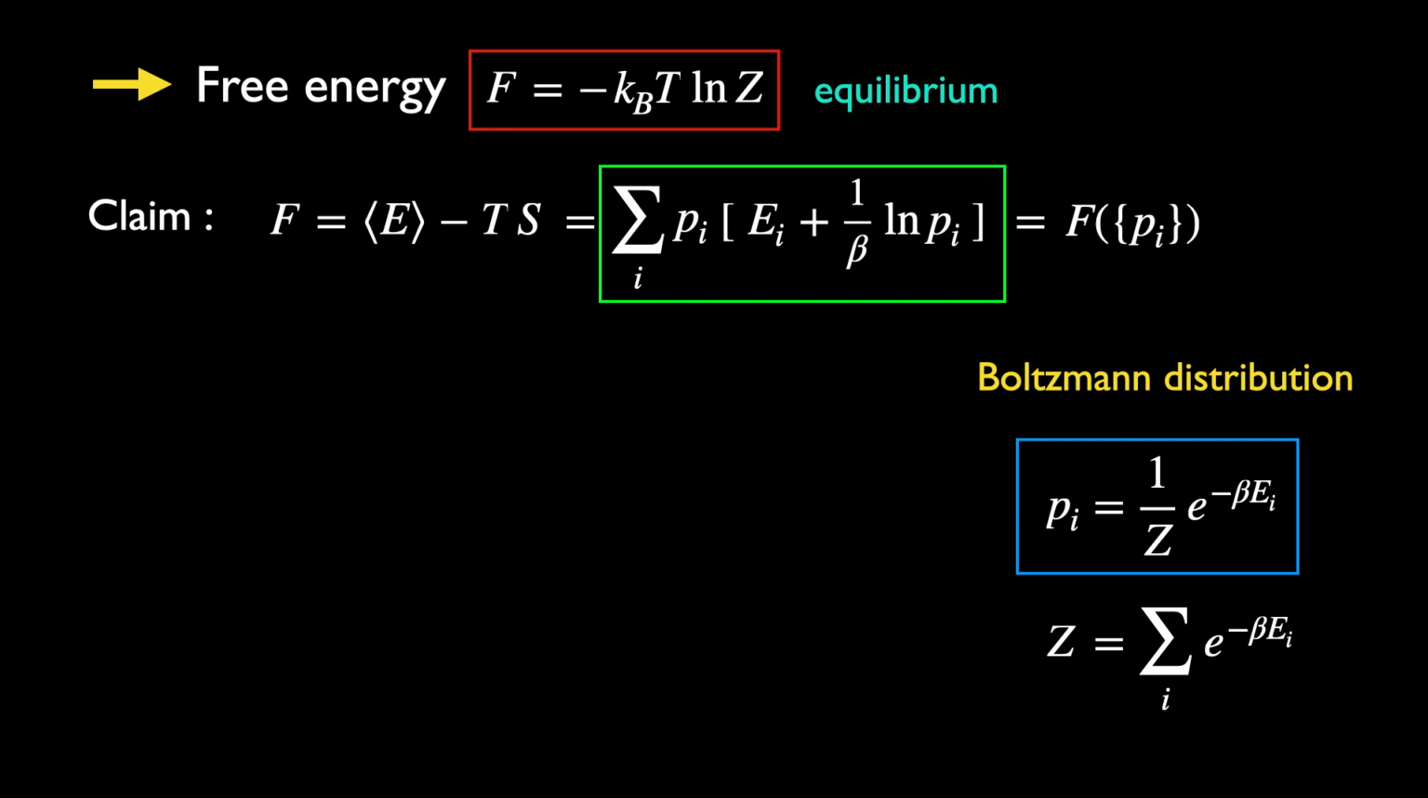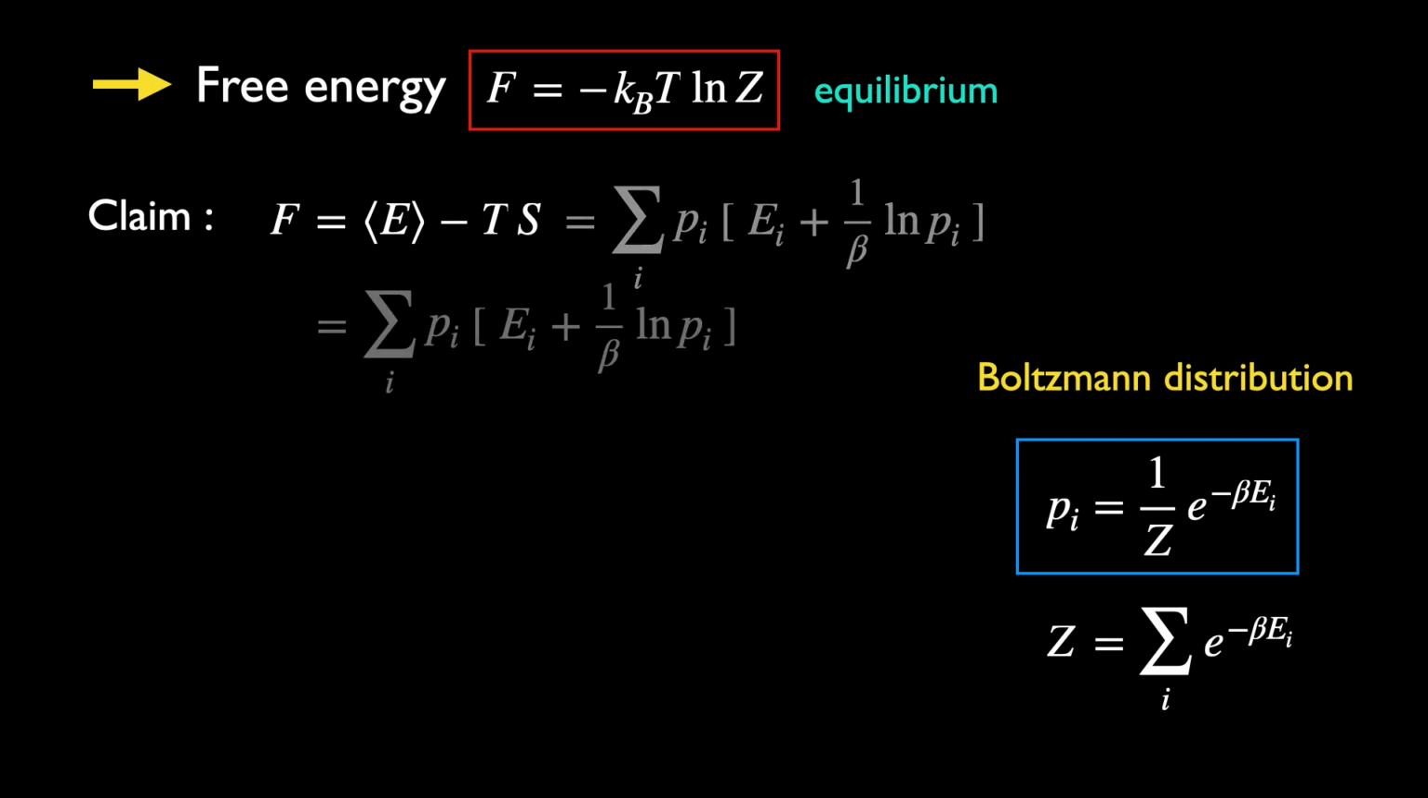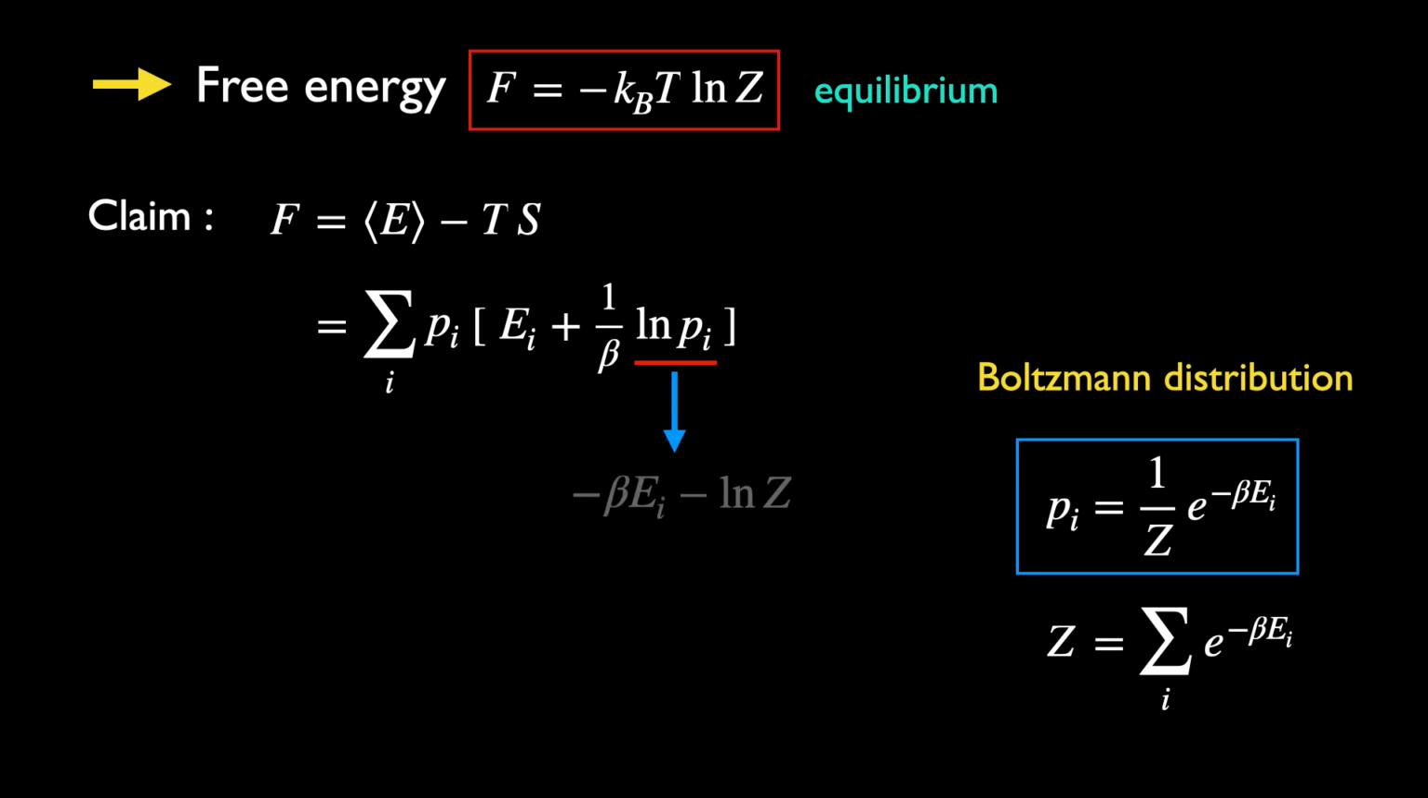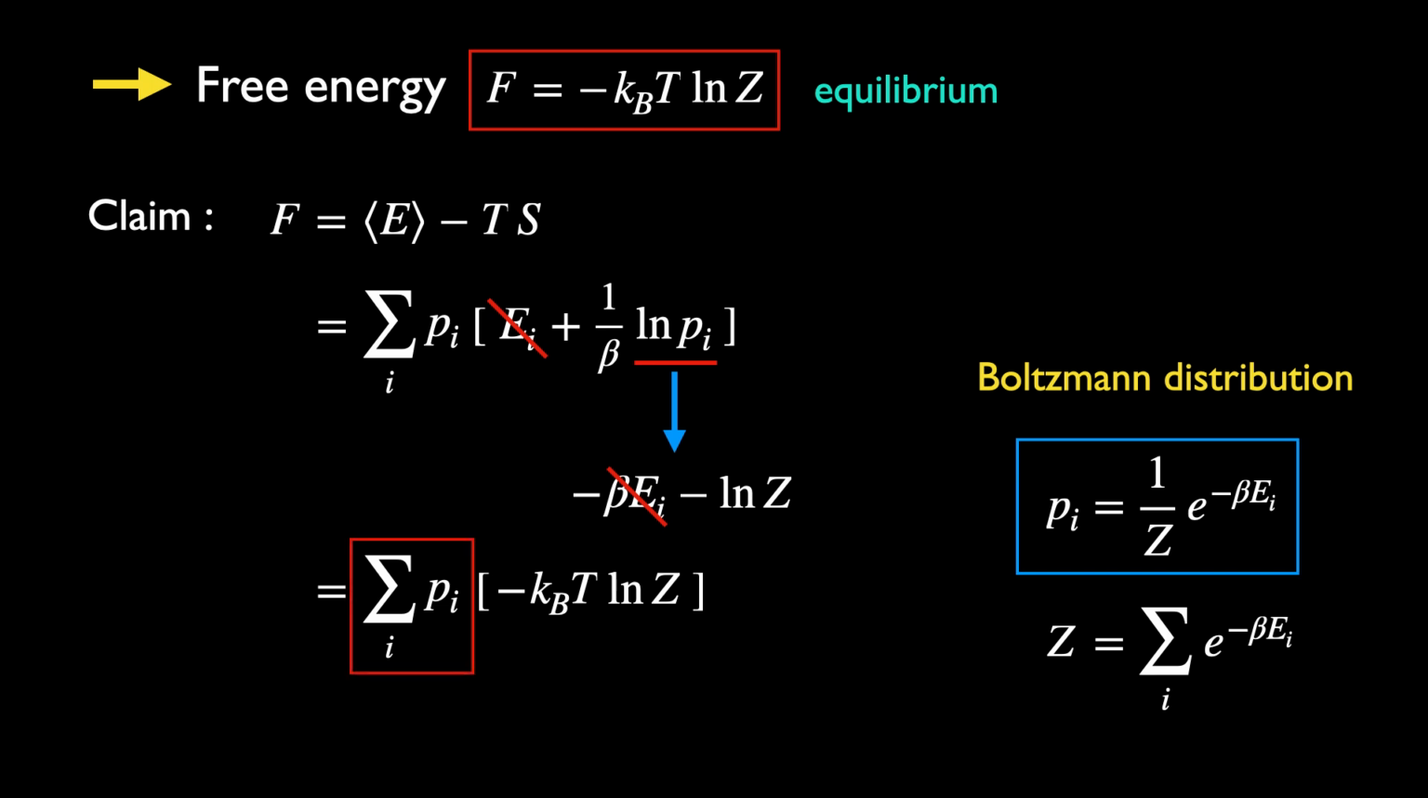Now let's substitute the blue box into the green box. First do the substitution on this log term. Notice that these two terms cancel, and we are left with this sum of probabilities, which is just 1.